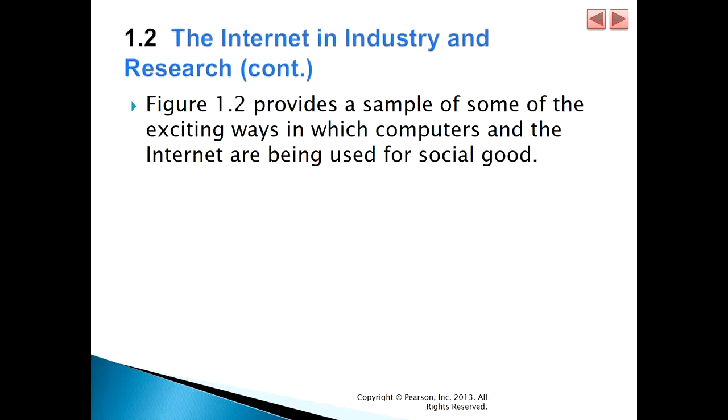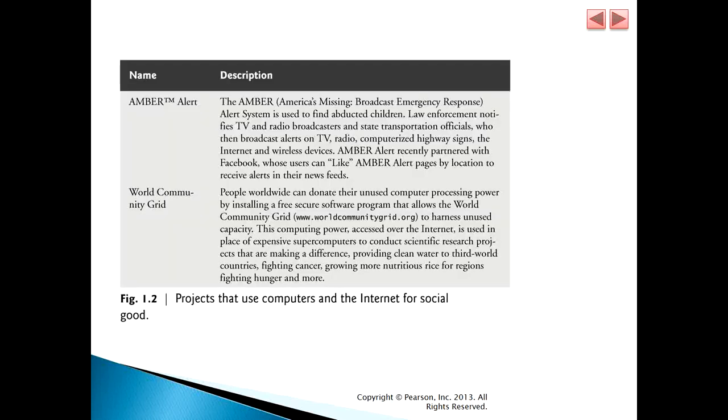And some examples of ways that computers and internet are being used for social good, like Amber Alert, which is an emergency response alert system used to find abducted children, homeless people, and those who are lost, especially in America and Europe.